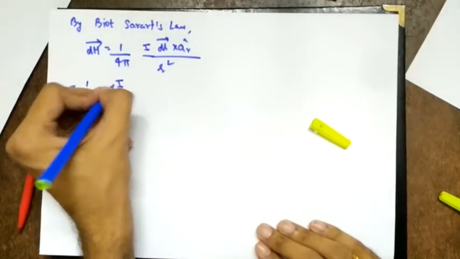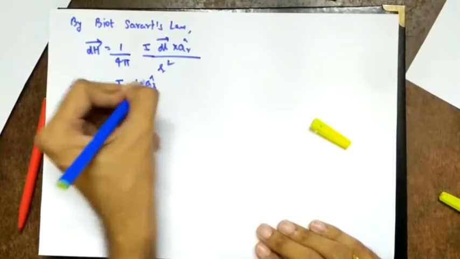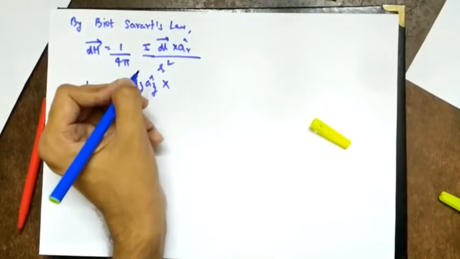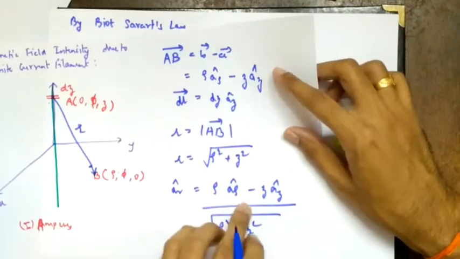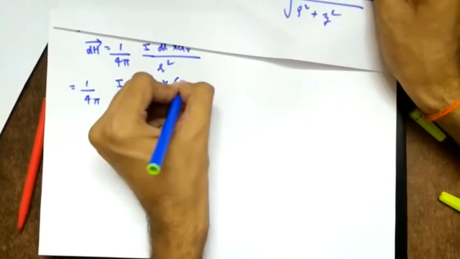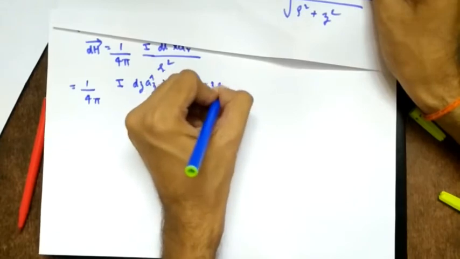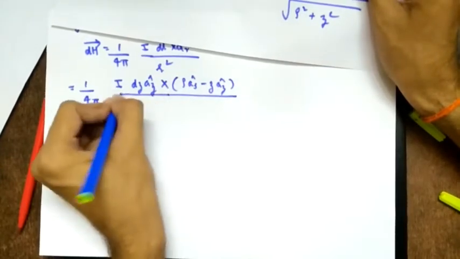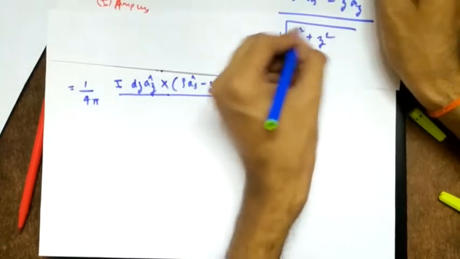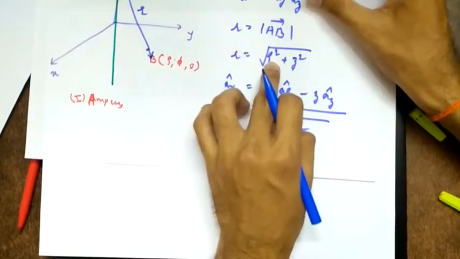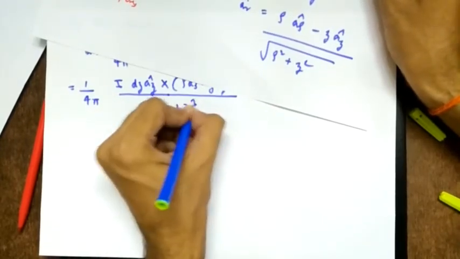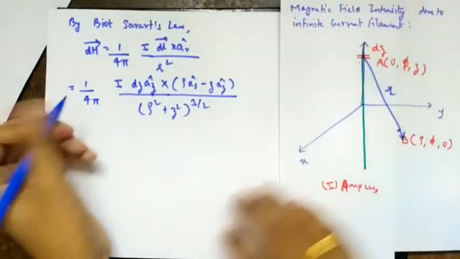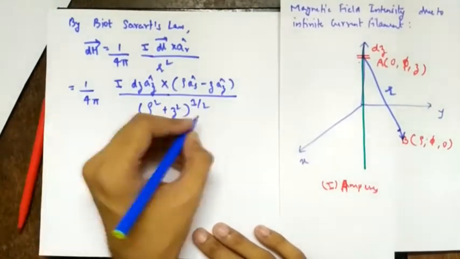I is as it is. dL vector we have seen is dz a_z cap, cross a_R cap. What is a_R cap? a_R cap is this, rho a_rho cap minus z a_z cap upon some quantity. So rho a_rho cap minus z a_z cap upon R square. Sorry, the numerator is remaining, and R square will be this square. So this square multiplied with root, so it will be rho square plus z square raised to 3 by 2. Simple mathematics. If you have not understood, just solve it separately, you will come to know, right?